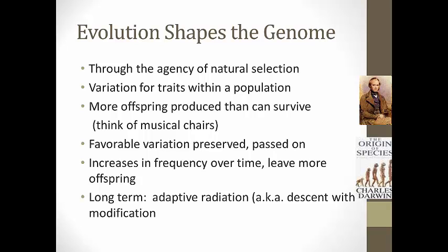Secondly, Darwin said that in a population of living organisms, more offspring are produced than can survive. So you can think of this like a game of musical chairs. You are in a room, there are a bunch of chairs, but there's one fewer chair than there are people. The music starts to play, and when it stops, you're supposed to find your chair. And so one person is going to be stuck standing after all the shuffling gets done.